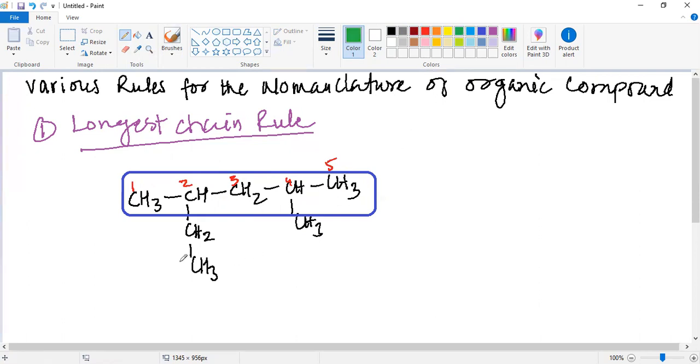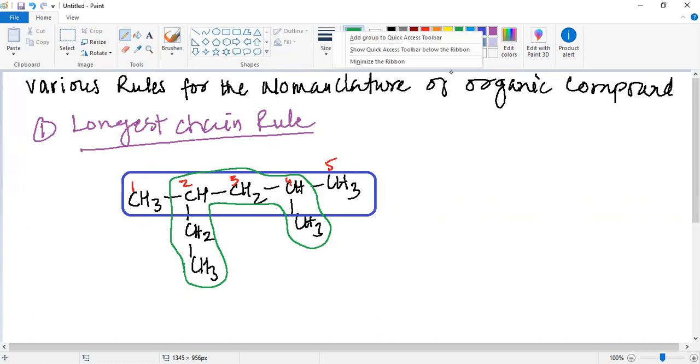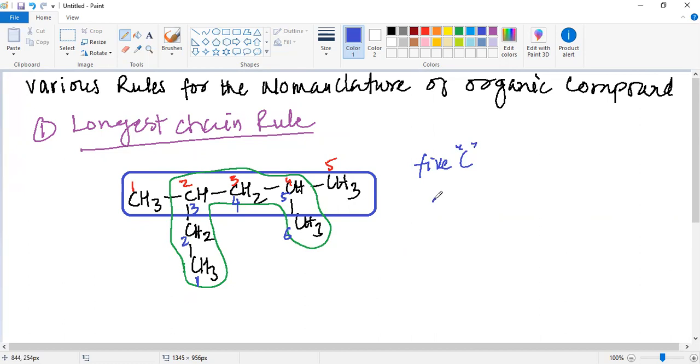But my dear students, if we think about this chain, then we'll realize that we have the carbons numbered 1, 2, 3, 4, 5 and 6. So here we have 5 carbons and 6 carbons. This is going to be the longest chain.